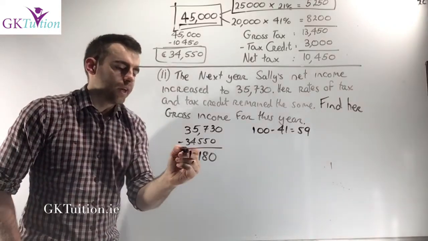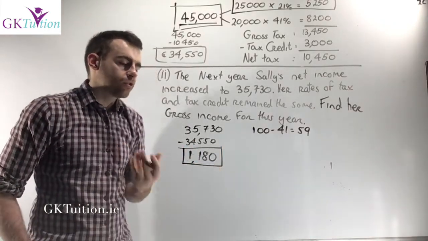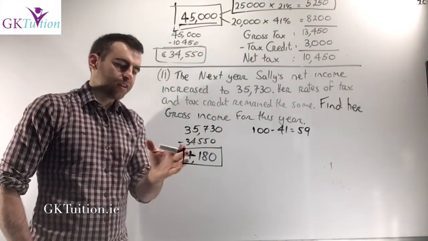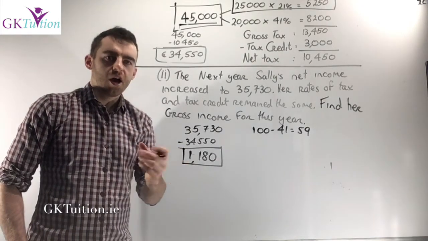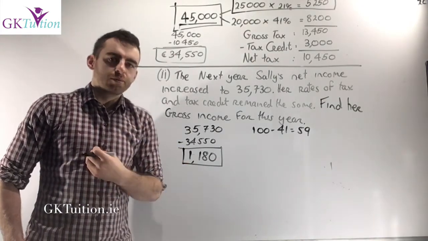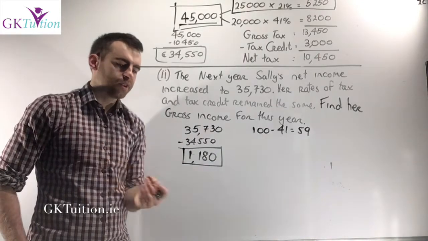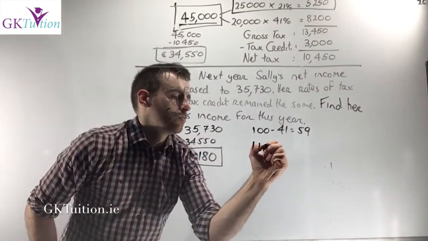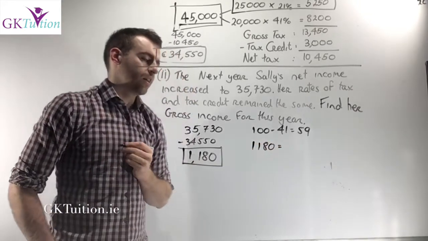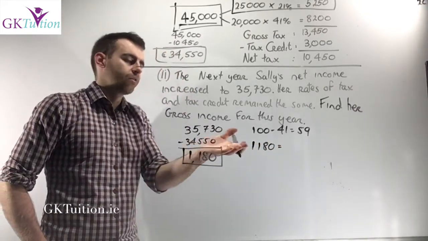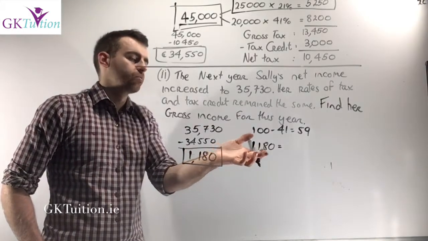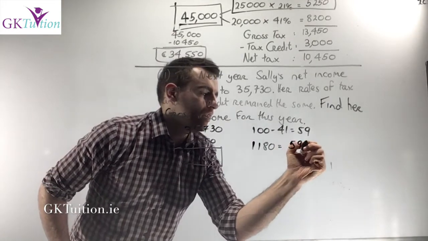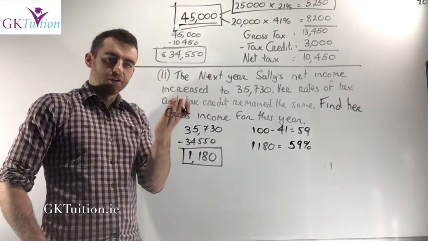But we've already worked out that the amount of extra money she's earned is 1,180. I can deduce that this is 59% of the increase in her salary. 41% of it went to the government and she got 59% of it, and I know that this is the amount of extra money she's got. So I'm going to do this one the same way as we did percentages at the start of class. The increase in her net income was €1,180, and that is equivalent to 59% of the total increase in her gross income.